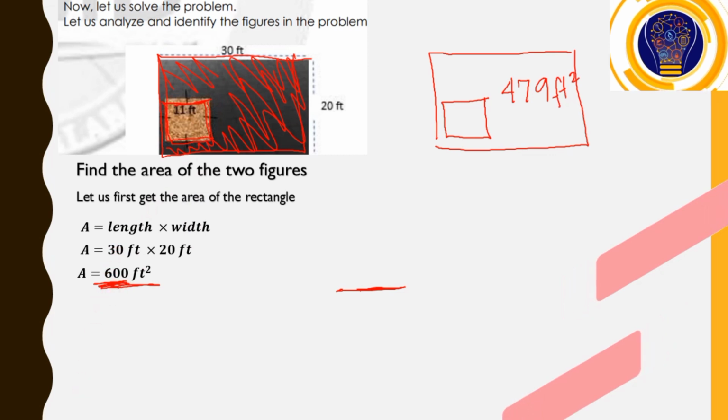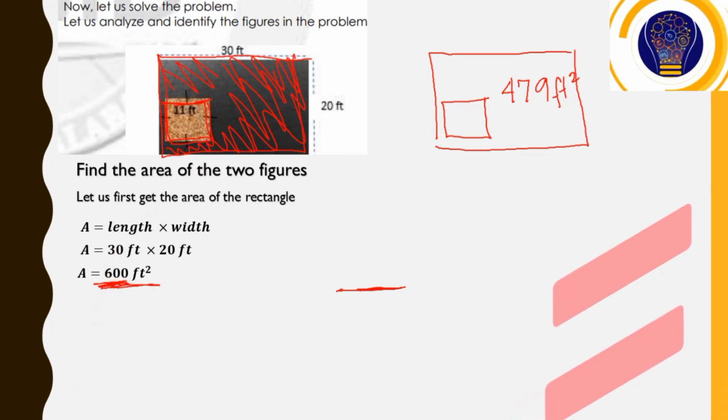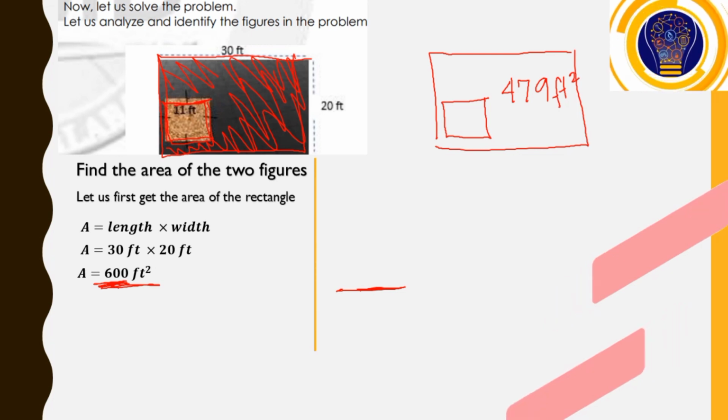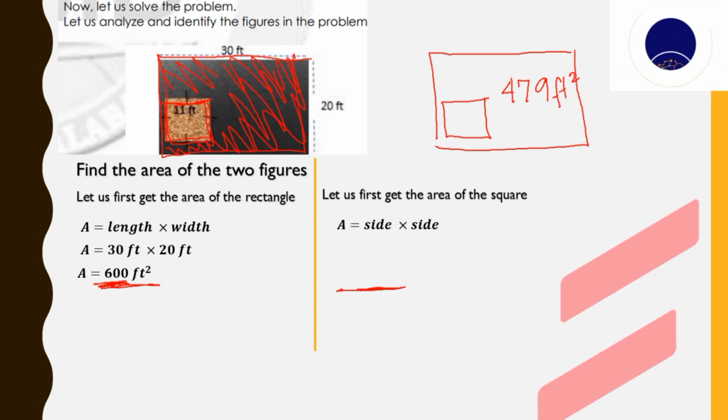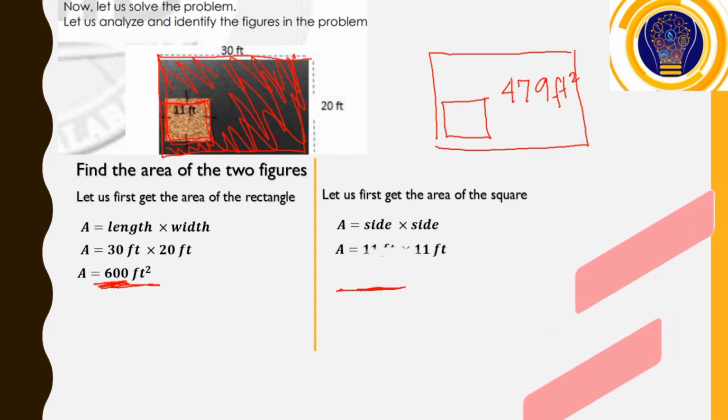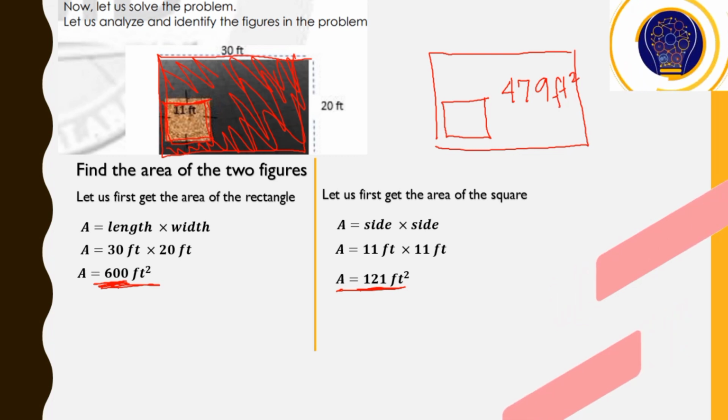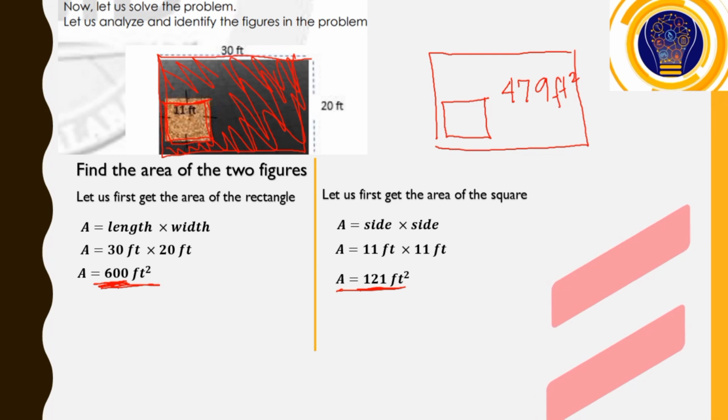Now, 600 is the area of this rectangle. Now, let's get the area of the square. And the area of the square is equal to side times side. And each side measure is 11 feet. And that means 11 times 11 is equal to 121 feet squared. Now, are these two the final answer?